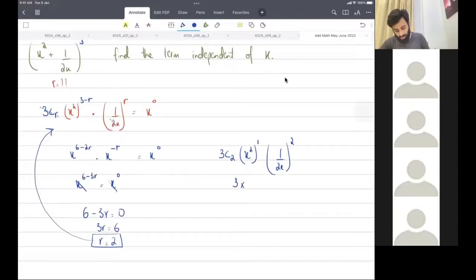Okay, 3 into x square into 1 upon 2x whole square, what will that be? Tell me. 1 upon 4x square. Yes, 1 upon 4x square. So that means it is directly 3 upon 4x square. x square and x square get cancelled out. Is this a coincidence or is this what was supposed to happen? This is what was supposed to happen. And what is the term that's independent of x? The term that's independent of x is 3/4.